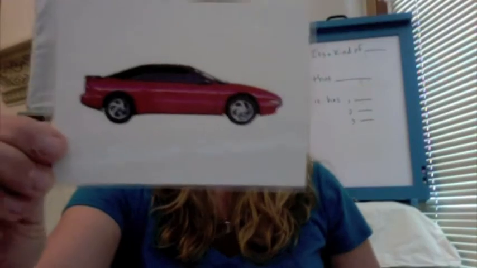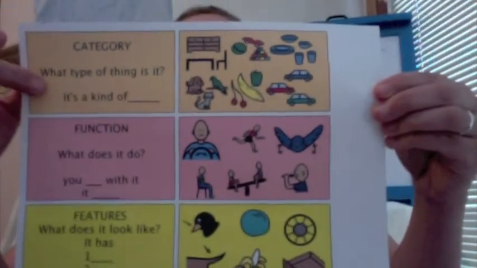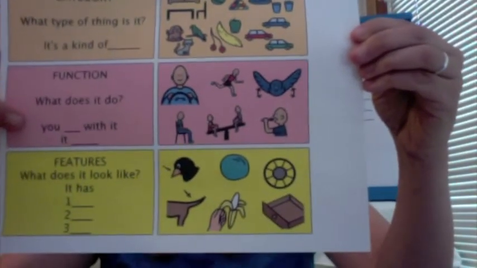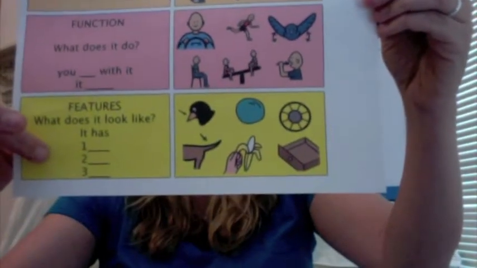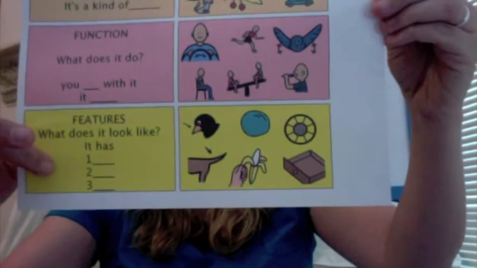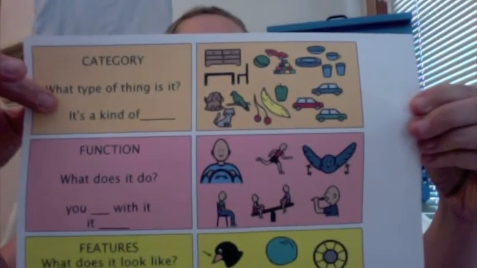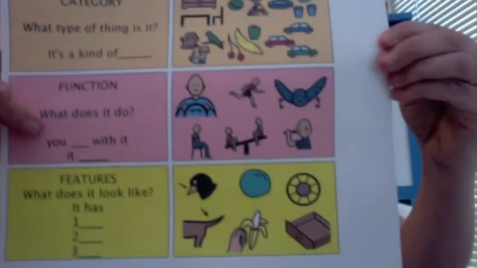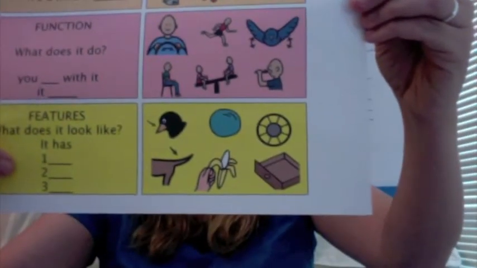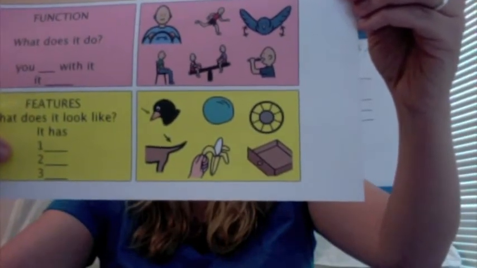Okay, let's take one of these and define it. Let's define a car. What is a car? It's a kind of vehicle that you drive. It has wheels, windows, and doors.